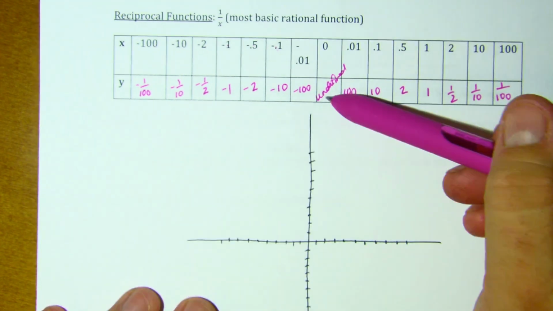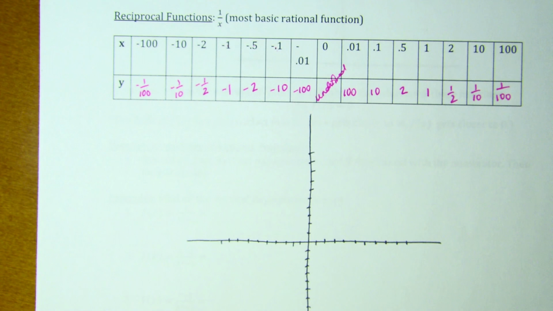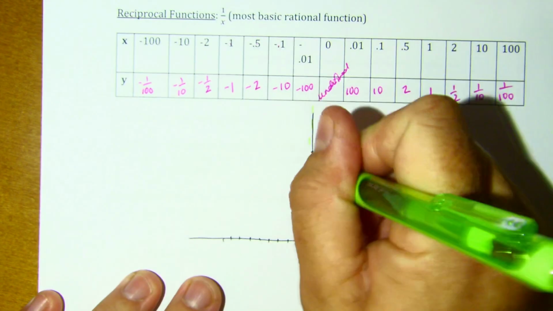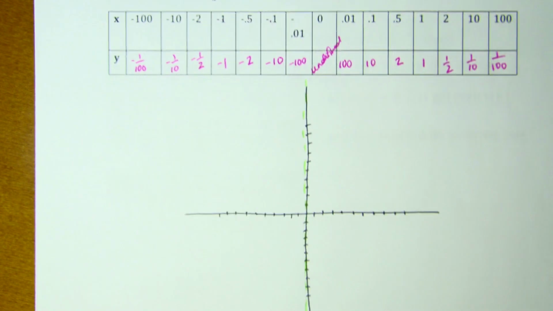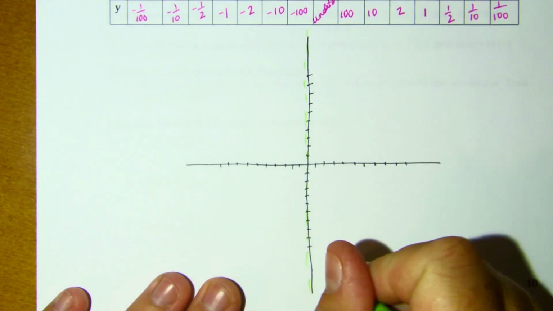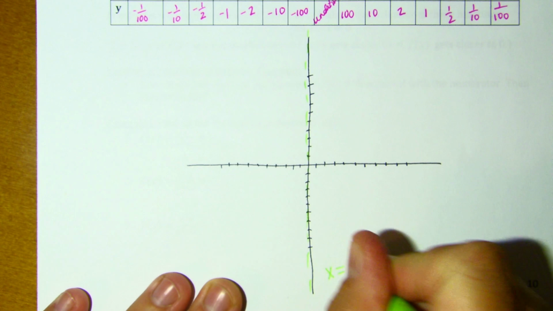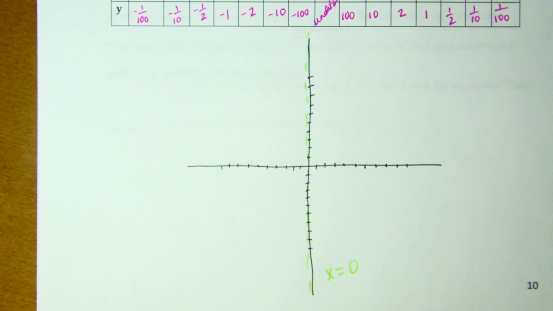Now, when we have this undefined value here, what this does is it creates a vertical asymptote. Anywhere that would make your denominator 0 is going to give you a vertical asymptote. The equation of this vertical asymptote is the equation x equals 0. So that's the equation of the vertical asymptote.